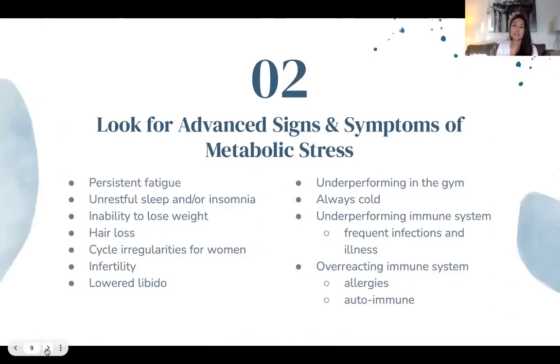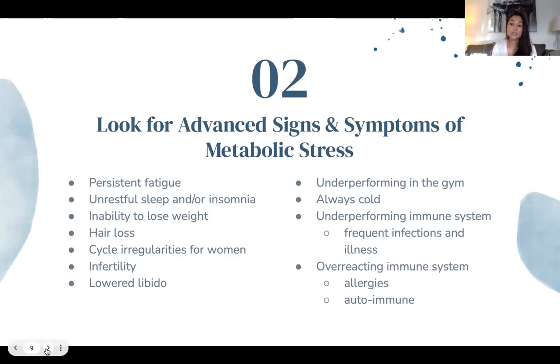Okay, second, we're going to look for advanced signs and symptoms of metabolic stress. If we allow biofeedback to head in a negative direction and we don't do anything about it, it's going to turn into these types of symptoms. So persistent fatigue, insomnia. This is where we plateau. We can't lose weight no matter how low our calories go. We're just unable to do that. We start having hair loss.